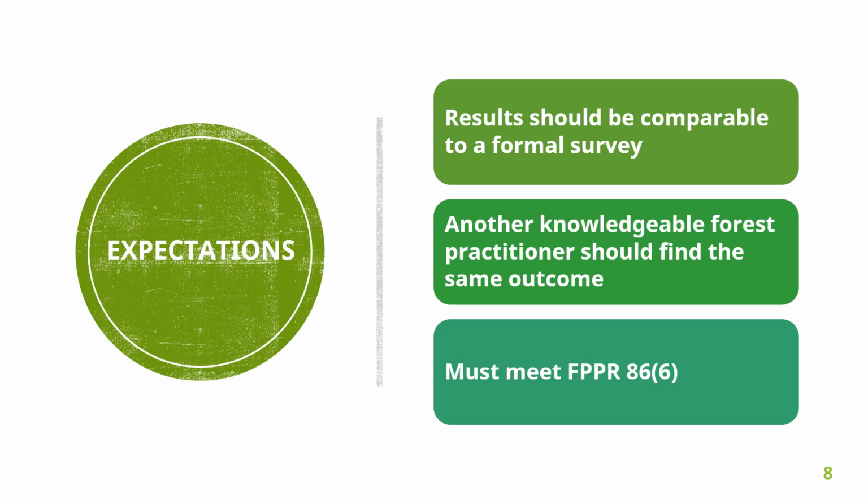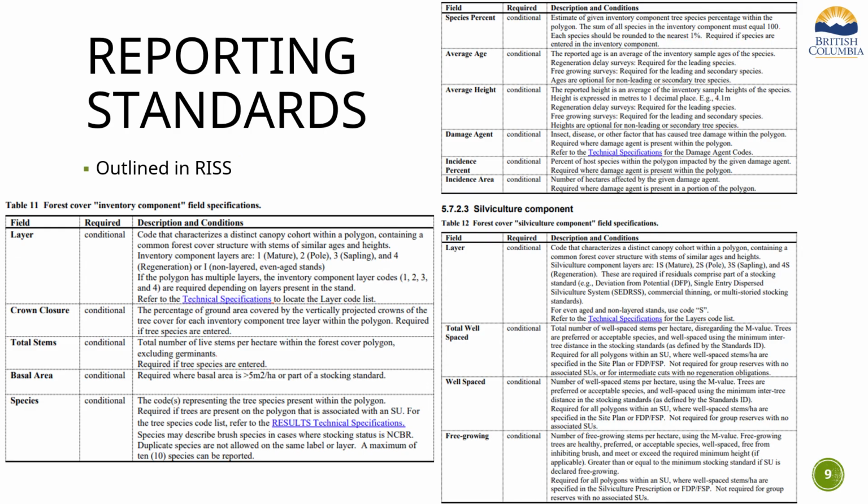The form and manner is specified in the RIS, the Results Information Submission Specifications, and I'll cover that over the next 2 slides. Okay, like I just mentioned, you need to be able to meet the reporting standards outlined in the RIS to meet regulatory requirements. The RIS outlines expectations for the forest cover polygon, inventory, and silviculture components. It also explains the requirements to report stands with greater than 5 meters square per hectare as multi-layer. Depending on the stand, some of these attributes would be challenging to impossible to determine without boots on the ground.